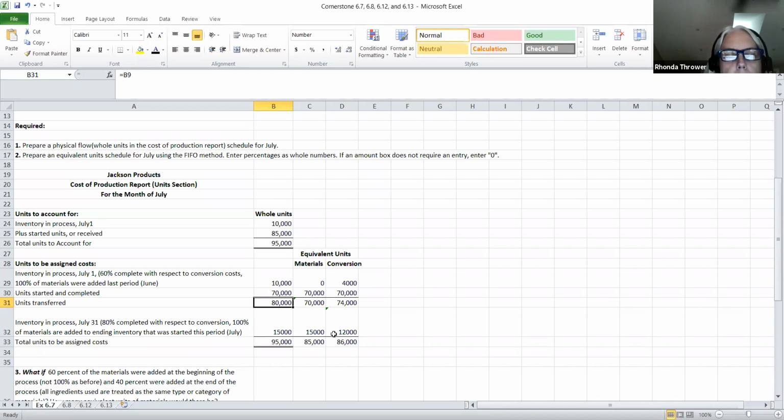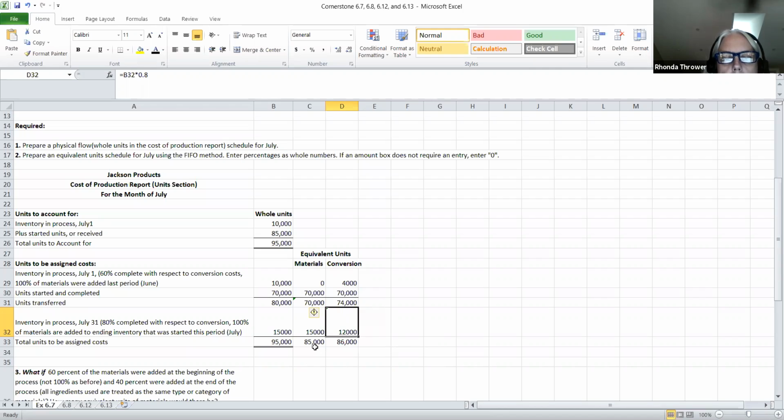To find the ending inventory conversion units, we completed 80% with respect to conversion this month. So we simply multiply 80% times 15,000 whole units, and that will give you 12,000. So 80% of 15,000 is 12,000 units.